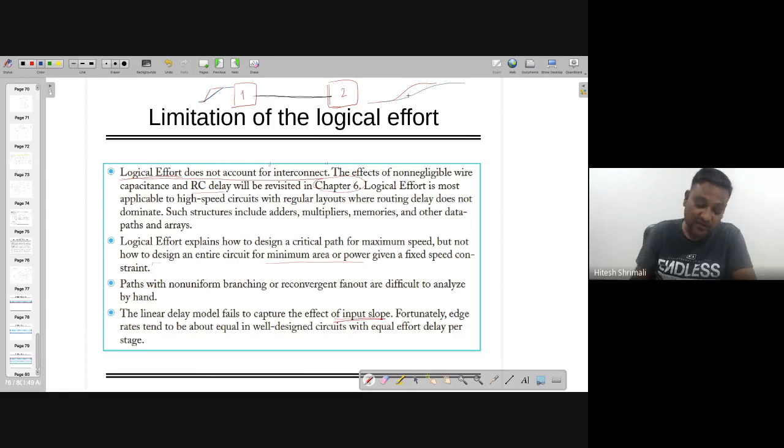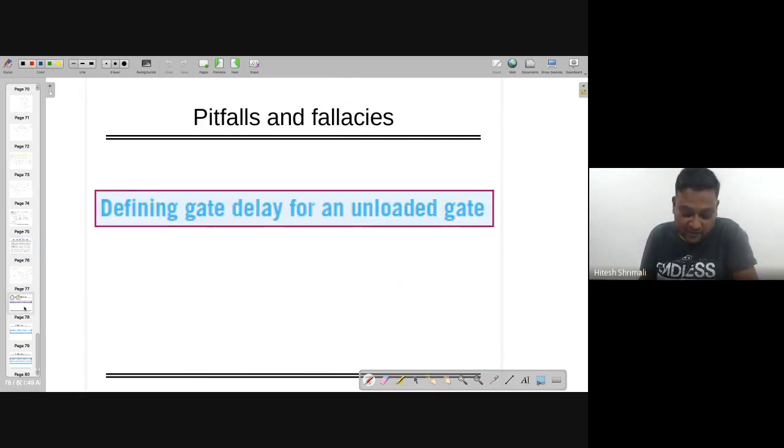So that has to be understood, that this slope has to be the same, so that you can make the ratio the same value. So these are the things for logical effort. Now there are some pitfalls and fallacies. First, defining gate delay for an unloaded gate. So do not do such things. Whenever you are designing something, always add some load. As I'm saying, keep the CL of 1 picofarad, because we are going to watch that on the oscilloscope. So the input capacitance is around 1 picofarad. If it is more, you have to take more, so that you are accounting for what you are designing for.